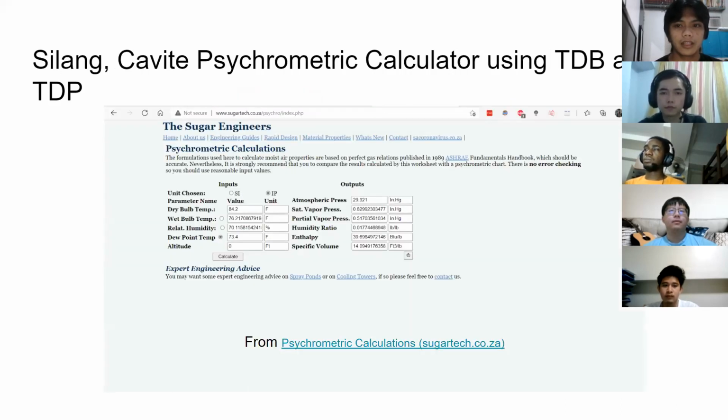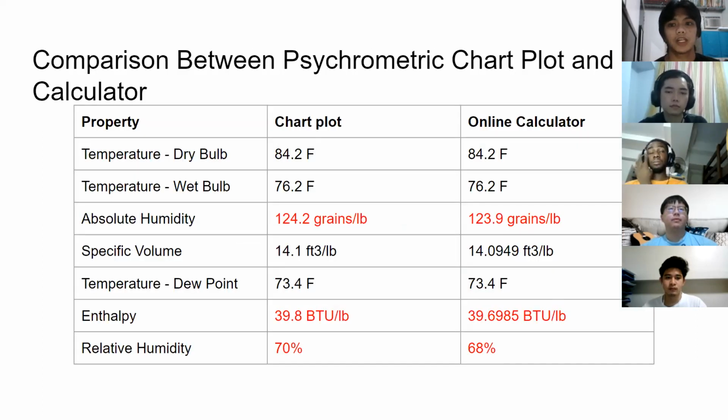So using an online calculator for psychrometric calculations from the Sugar Engineers, we inputted the temperature of the dry bulb and the temperature of the dew point to calculate all of the other necessary properties of air. Comparing the psychrometric chart plot and the online calculator, the only significant differences were in the absolute humidity, enthalpy, and relative humidity. And as you may observe, it is only varying by a few percentage.